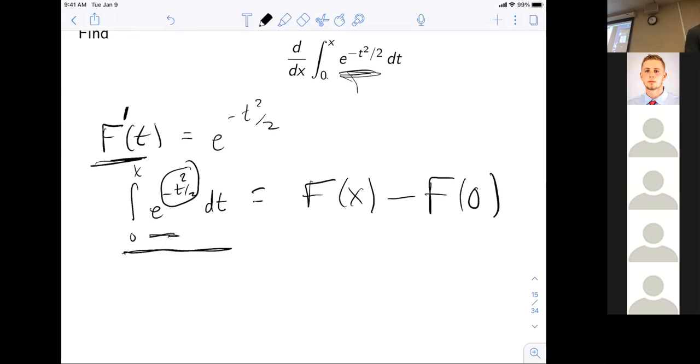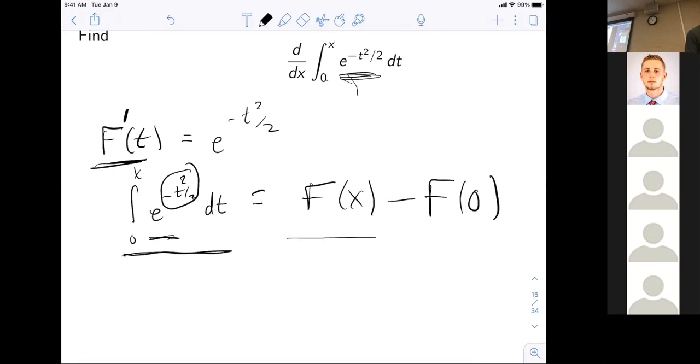So now normally, getting to here, we would say, well, that doesn't get me anywhere. I still don't know big F. But we don't really want to know big F. We want to know the derivative of this thing, right?